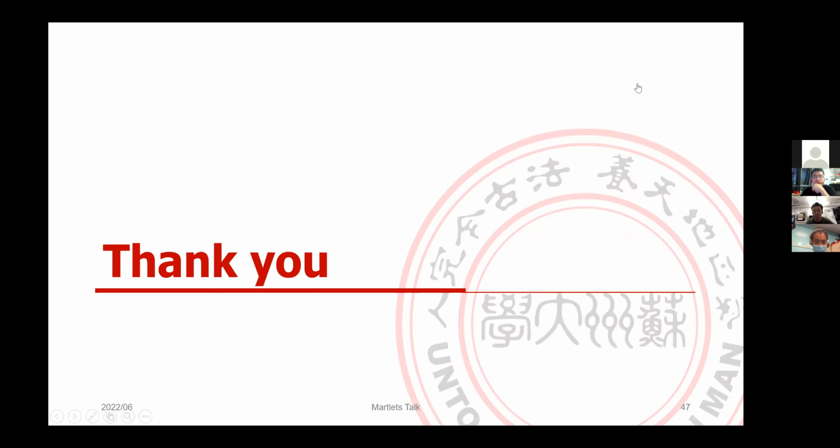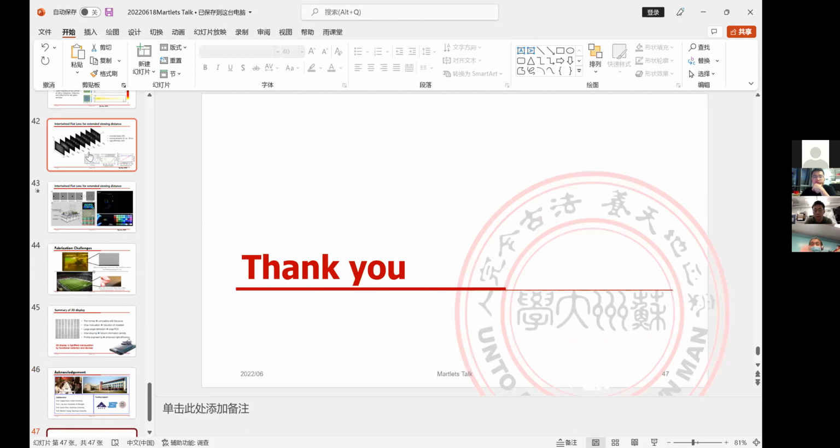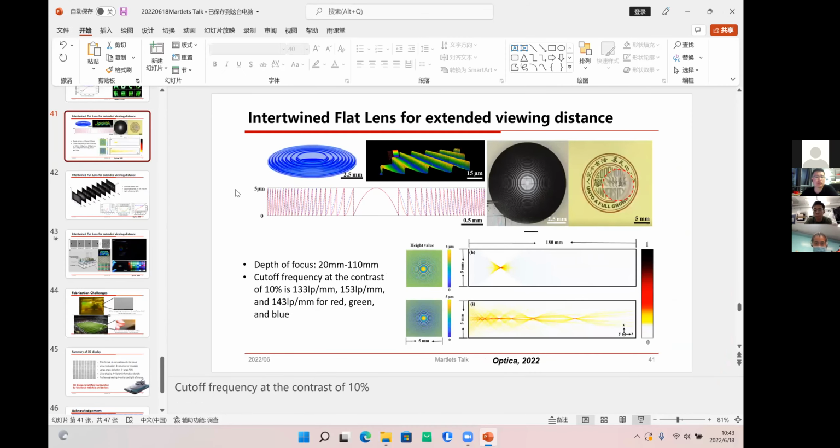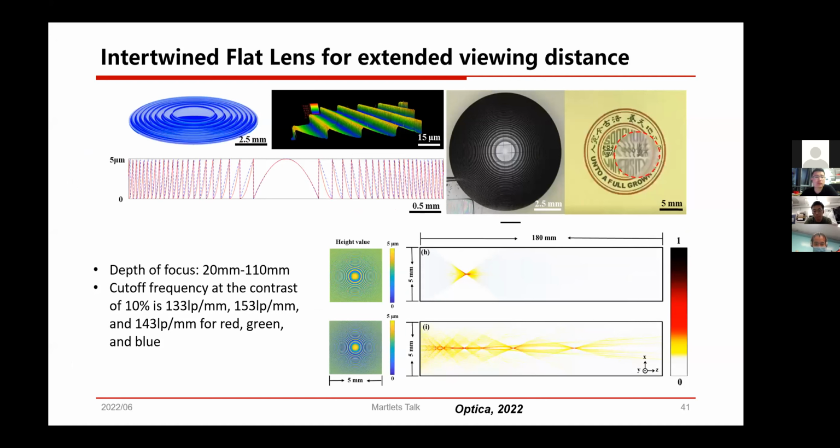So for metal gratings, the efficiency is not high, but for flat lens, the efficiency can be high. In this structure, when we use this kind of profile, there are 256 steps in total, and the efficiency theoretically can be 100%. And the experiment is about 80% of diffraction efficiency. In binary nanogratings, the diffraction efficiency is limited to about 30 to 40%.